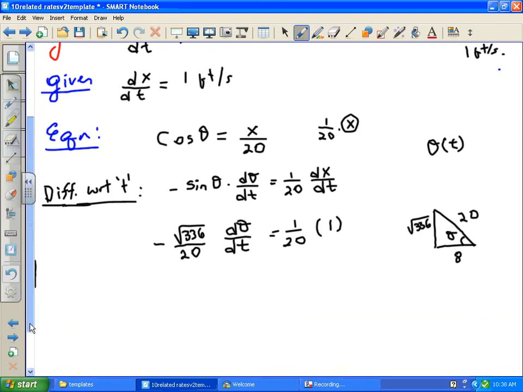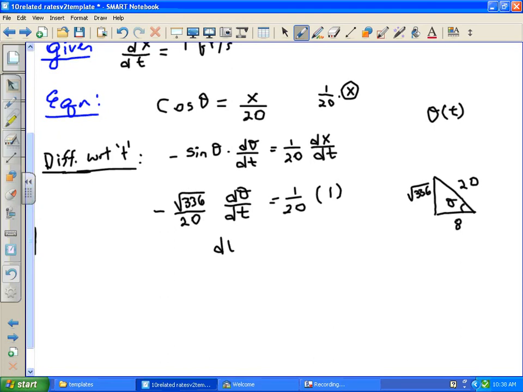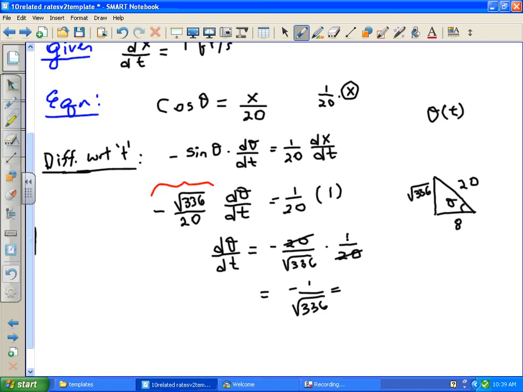And finally, to solve for d theta dt, when you're dividing by this fraction on both sides, it's basically going to appear on the other side as the reciprocal fraction. So it's going to appear as negative 20 over root 336 times 1 over 20, and the 20s cancel exactly. So what is negative 1 over root 336? That is going to be the rate of change of that angle per unit of time.